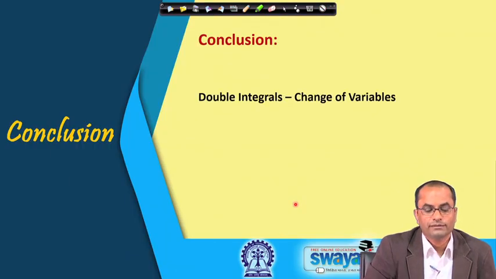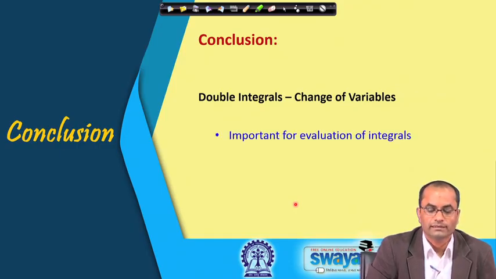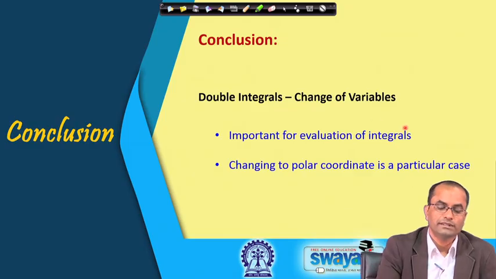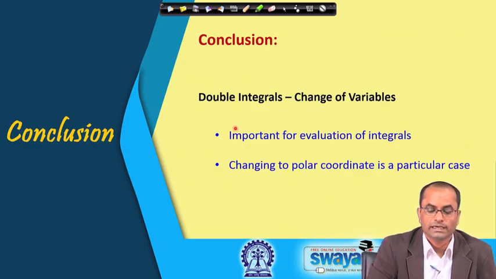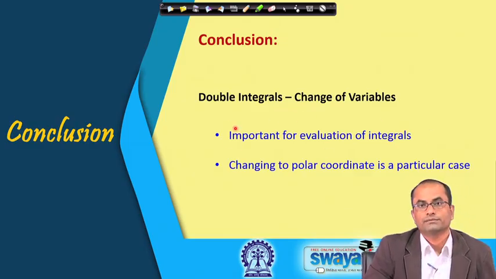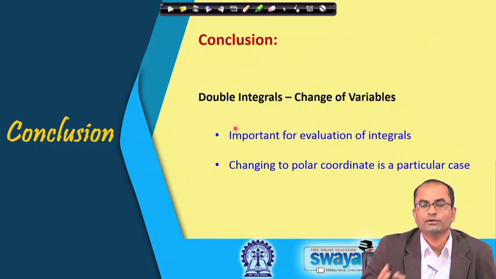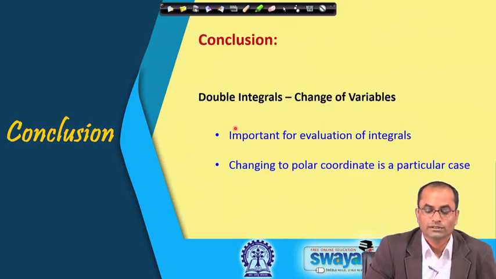So, what we have seen now is that change of variables is another important aspect of evaluation of double integrals, and changing to polar coordinates was a particular case, but we have seen the other cases as well, where substituting different variables makes the domain of the integral easier and also the integrand easier.